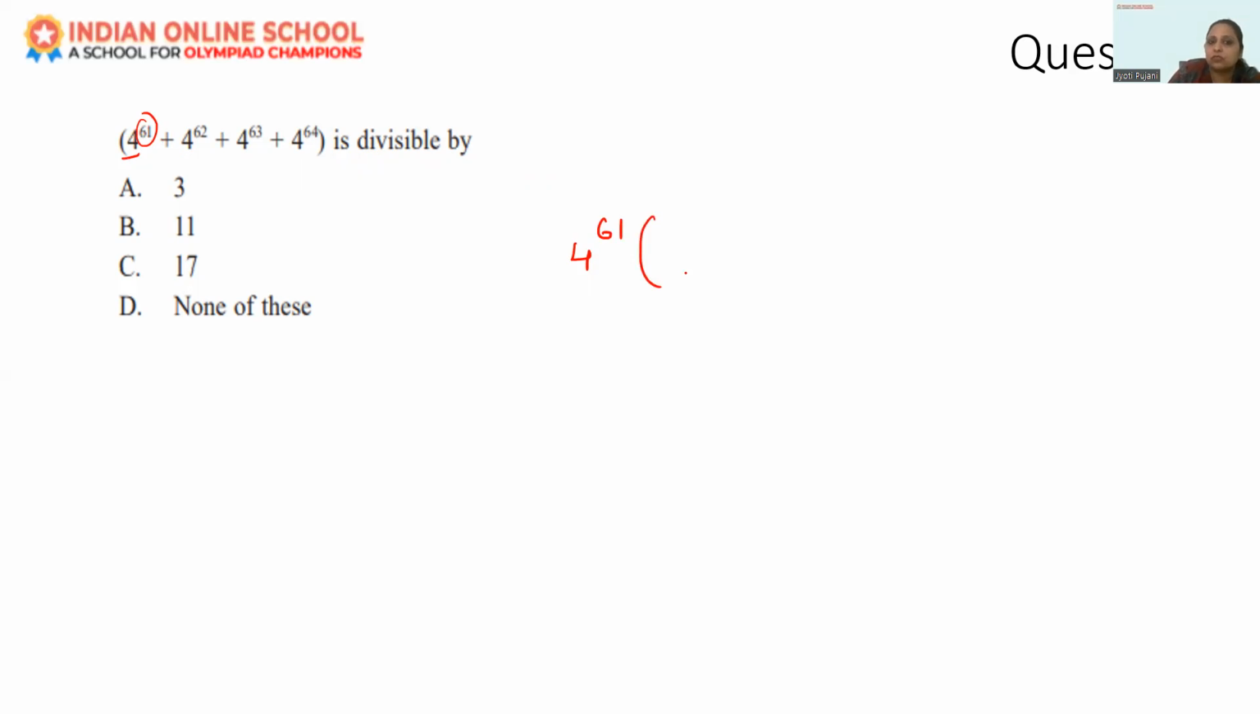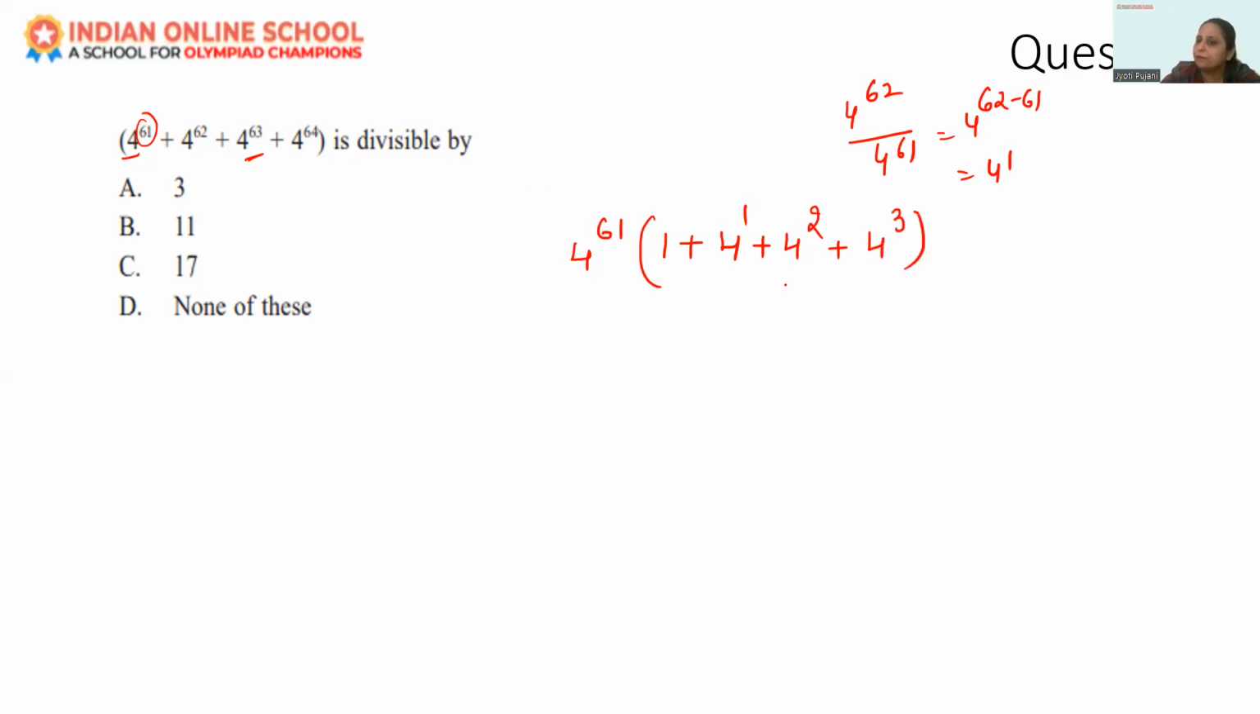If I take 4^61 as a common, it will remain 1 here. Out of 4^62, if I take 4^61 as a common, the powers will subtract: 62 minus 61, so 4^1 will be there. From 4^63, when I take 61 common, 4^2 is left here, and 4^3 will be left for the last one. Got it, everyone? So I will take the minimum power common, 4^61.